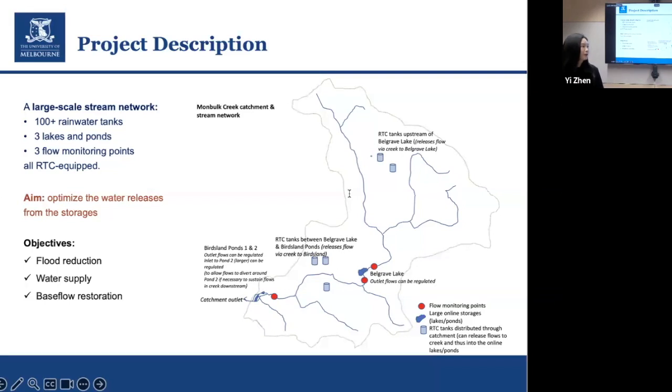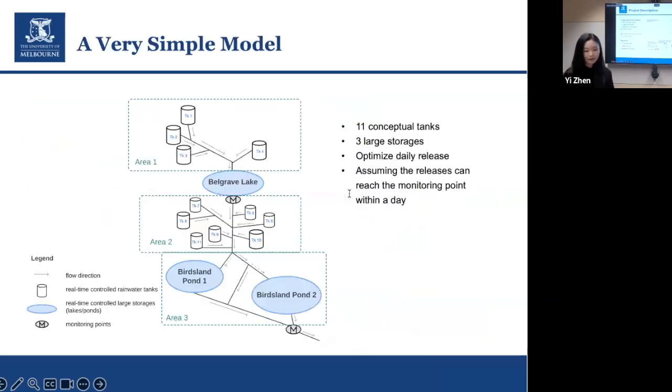So basically, we want to control the releases from the storages to reduce flooding, improve water supply, and also restore baseflow. There are, in fact, many aspects to consider, including how to formulate the objective to better reflect our goal, how we model the water routing and flow dynamics, etc. But just like many other projects, we started with a very simple model.